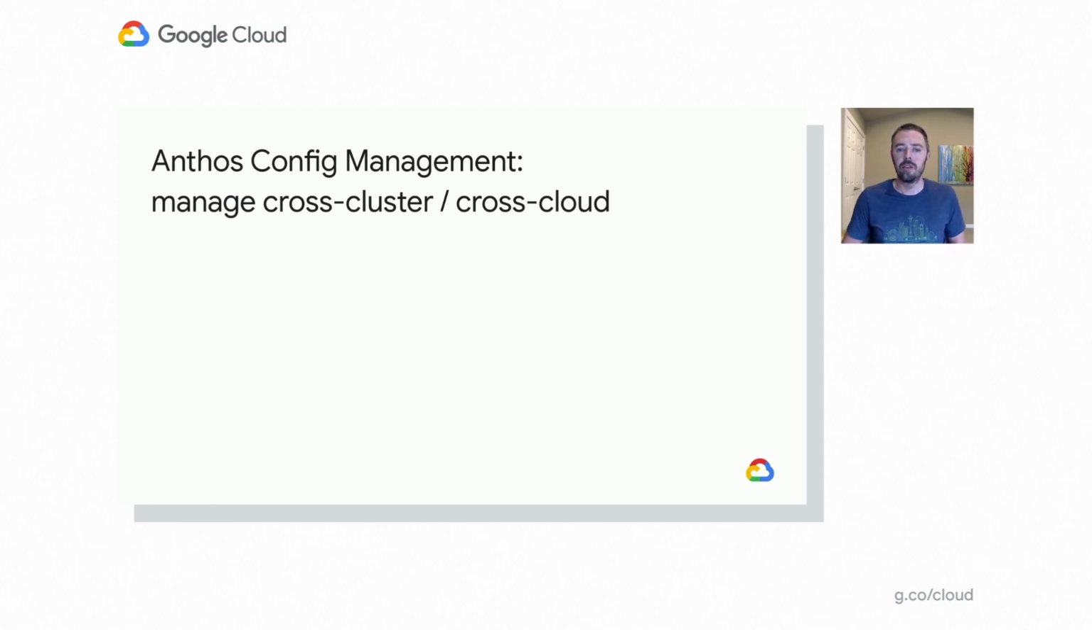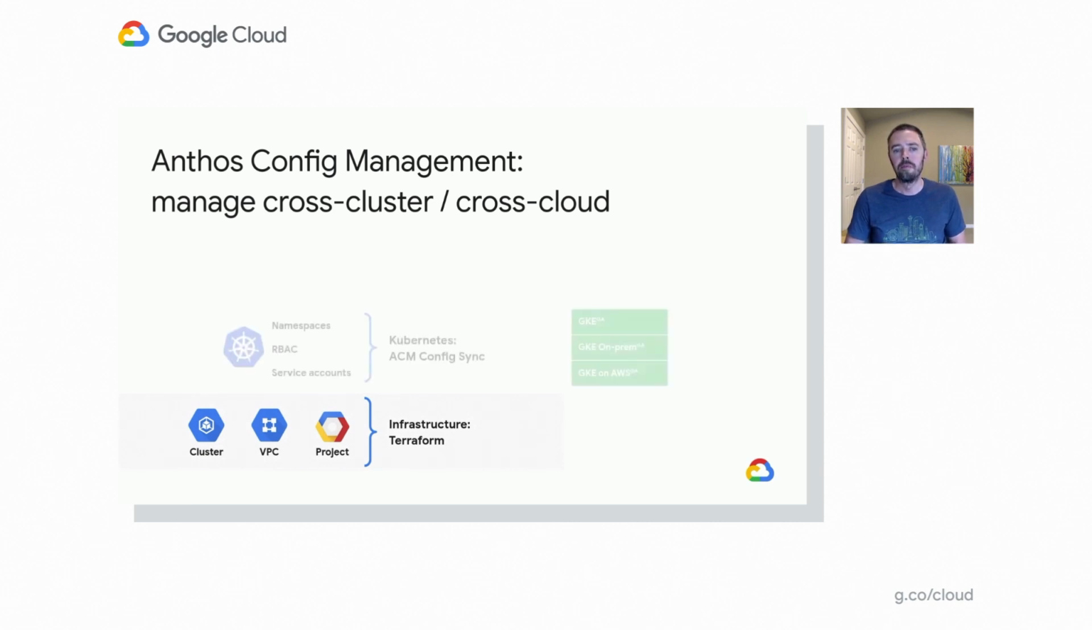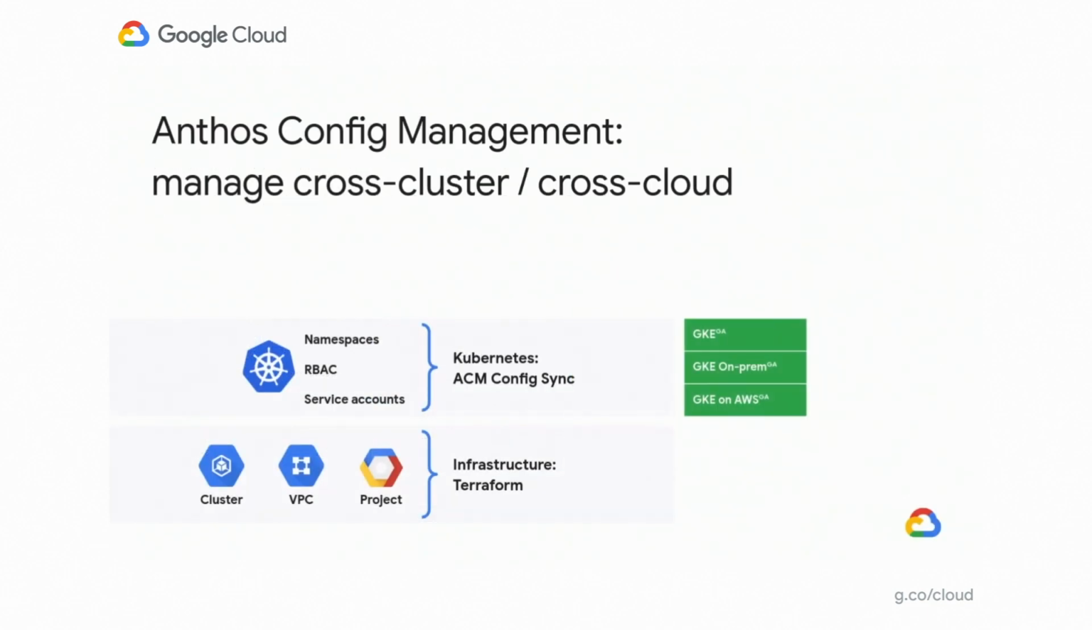So looking at how this works for Anthos, we'd use Terraform to make the base layer of infrastructure, things like projects and VPCs and clusters. And then the next layer is where ACM comes in. So ACM Config Sync is generally available across all three Anthos platforms here. And that gives you the ability to create namespaces, configure RBAC, security controls, and also create identities through service accounts, and really manage any Kubernetes object at scale across many clusters, across all the hybrid environments here.